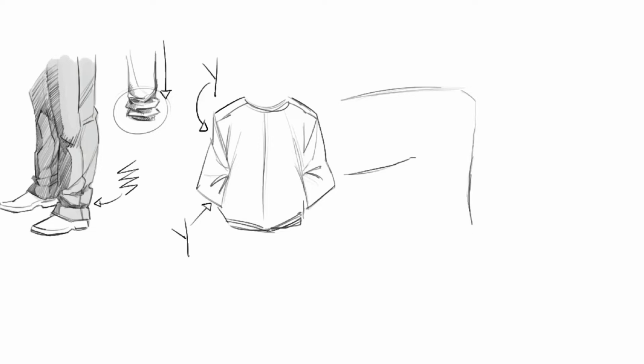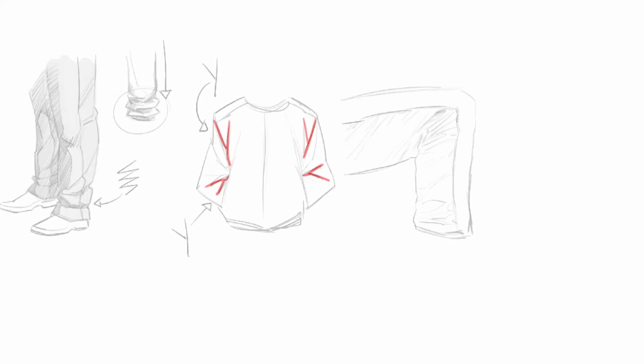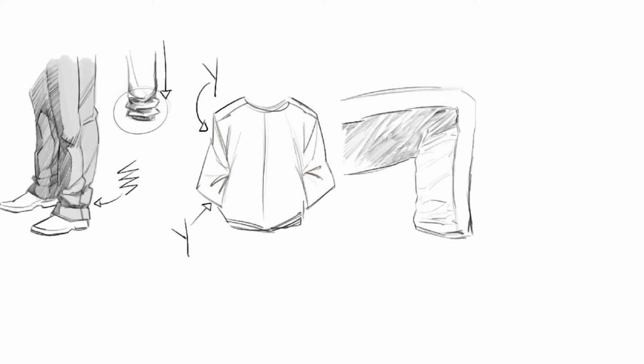A half-lock fold occurs when the form changes direction, thus compressing the fabric. This type of fold is very common when you bend the legs, the forearm, or inside the armpit, as you can see in this drawing. The dominant shape that results from it resembles the Y letter.